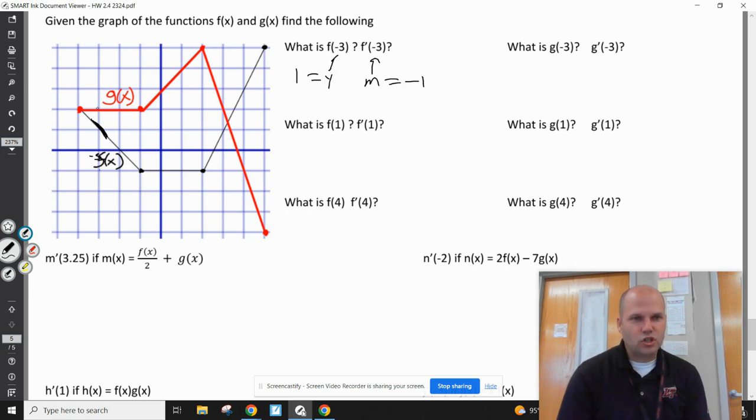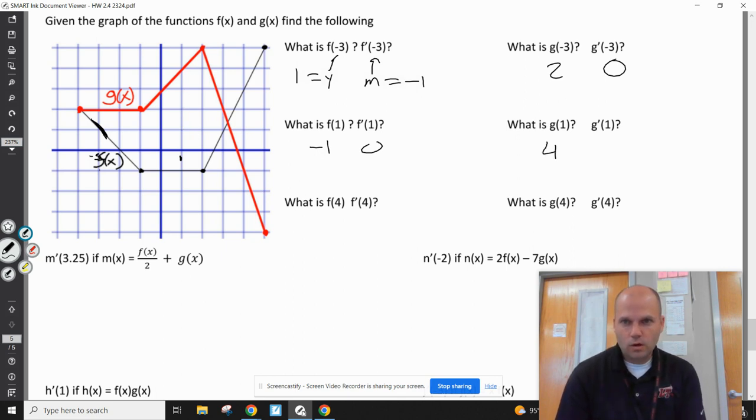At negative 3, let's look at G. G's y coordinate is 2. G's slope at negative 3 is 0. Let's look at 1. F's y coordinate is negative 1. F's slope is 0. G's y coordinate, 1, 2, 3, 4, is 4. G's slope is positive 1.